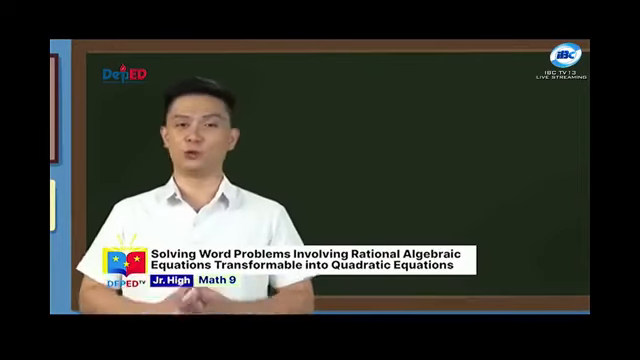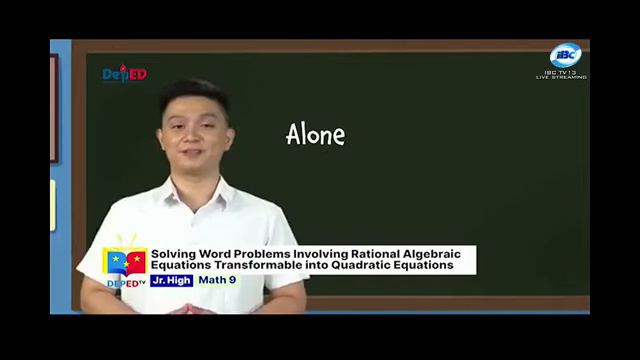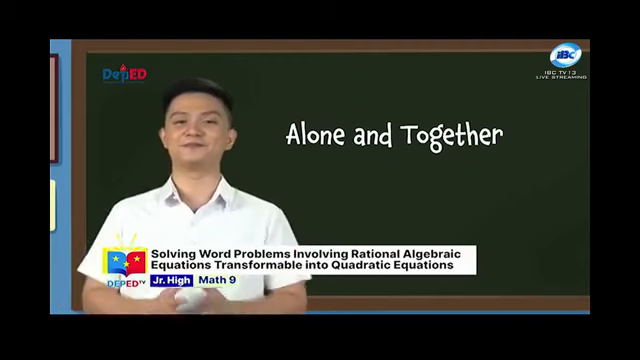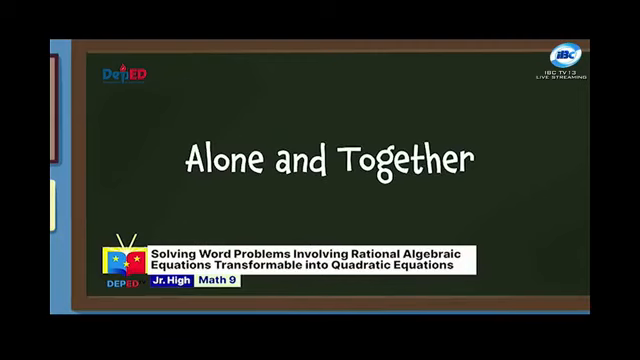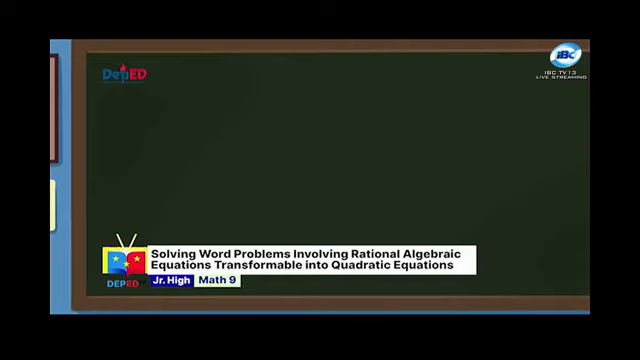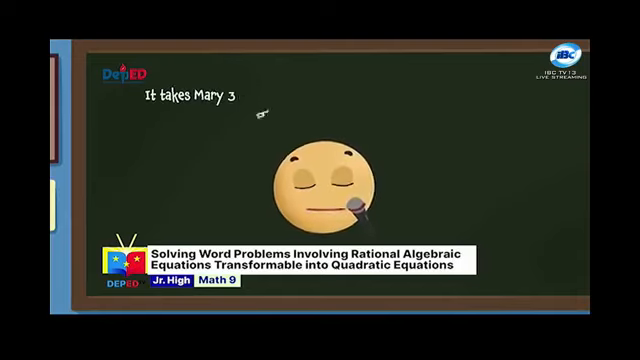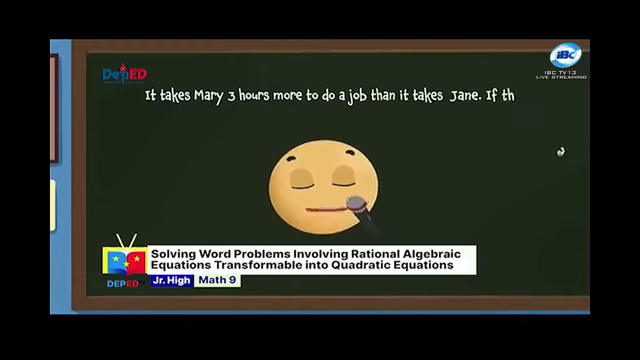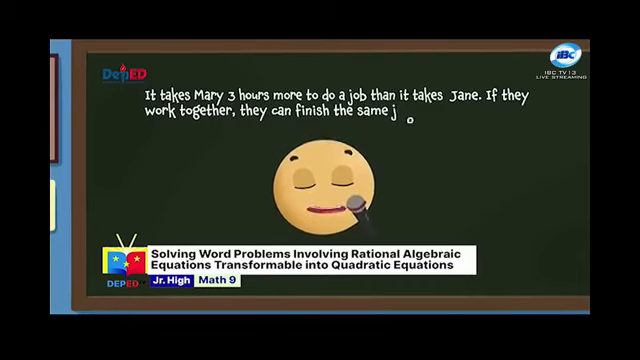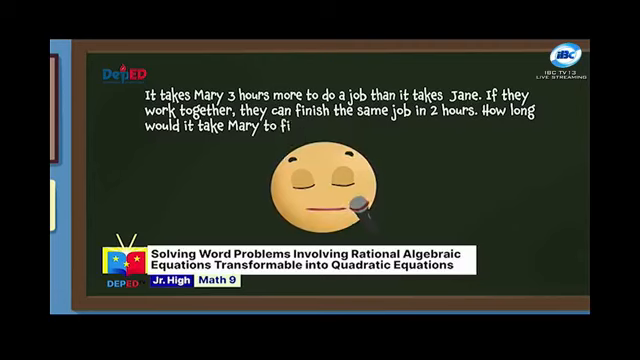For the second set of problems, I gave the name alone and together. This is a duo. Let us get to know each one. Problem number 1. It takes Mary 3 hours more to do a job than it takes Jane. If they work together, they can finish the same job in 2 hours. How long would it take Mary to finish the job alone?